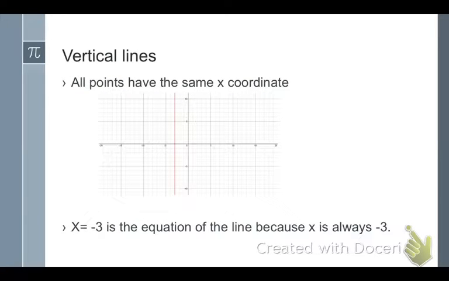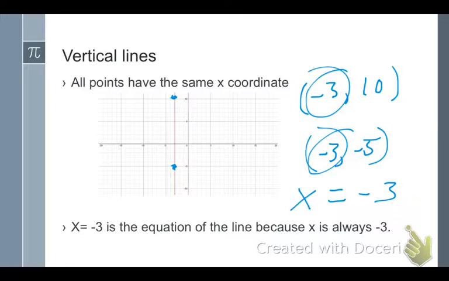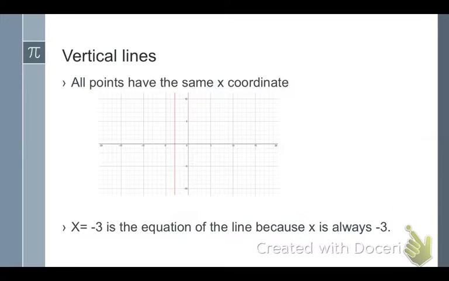So if I pick some more points here on this line, let's see, this one here looks like I'm at x is -3, y is -5. Let's pick one up here. Well, x is still negative 3. I haven't moved left or right, I've just moved up. Negative 3, 10 is this point. So x is always negative 3 is the same as saying x equals negative 3. Every point on that line will have the same x coordinate. That is a vertical line.